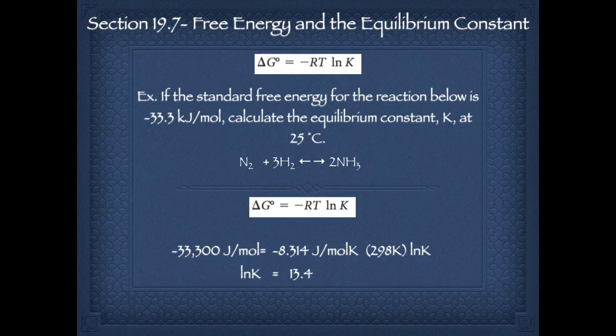That equals 13.4. Now, just as a reminder, your natural log is simply log base e. So to get rid of the natural log, I need to take e and raise it to 13.4, and that will give me K. Okay? So e raised to the 13.4 equals 6.60 times 10 to the 5th.